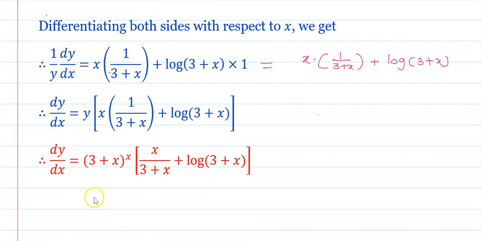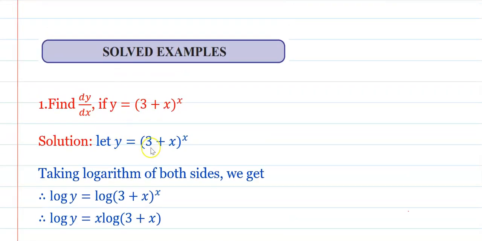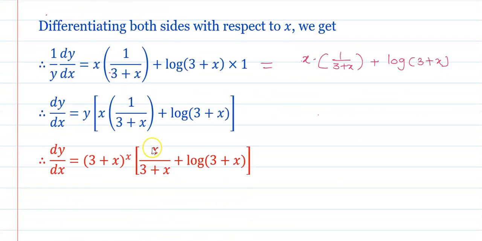Next, y is in the denominator on the left side, so it moves to the other side and gets multiplied. Therefore, dy by dx is equal to y into (x into 1 upon (3 plus x) plus log of (3 plus x)). Now substitute the value of y, that is y is equal to (3 plus x) raised to x, and hence this is dy by dx.